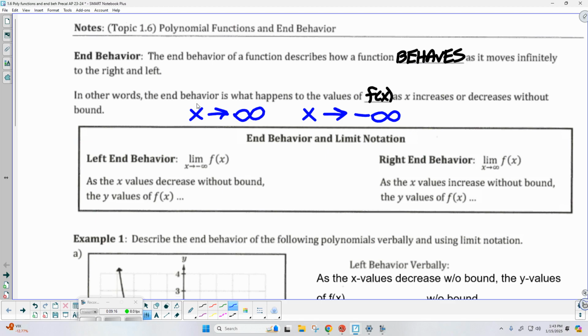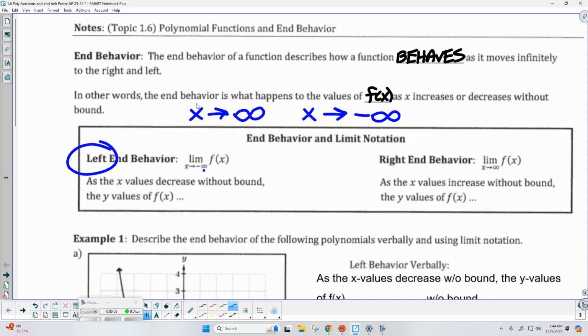What we're going to be doing today is verbally and using notation describing the behavior. So in this box here, as the x values decrease without bound, as x goes to negative infinity, the y values of f, and then you would just describe what you see happening on that side of the graph. Same thing over here for the right end behavior, but let's take a look at the notation. This lim right here, what do you think that stands for? That's the limit. So we're going to take the limit as x approaches negative infinity of f of x. That's how we say the notation. So if x is approaching negative infinity, we're going to be looking at the left side of the graph.